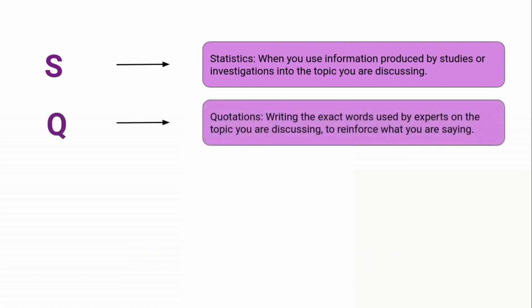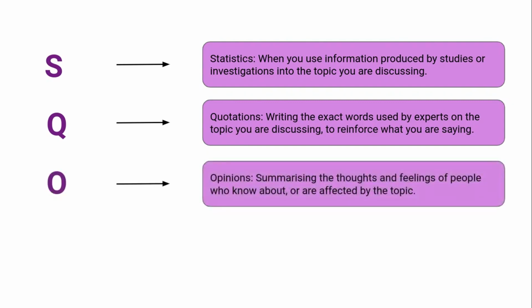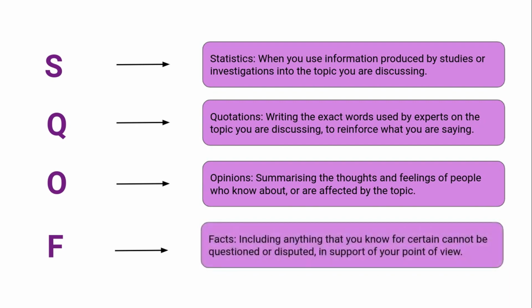Q, this is quotations, writing the exact words used by experts on the topic you are discussing to reinforce what you're saying. O, opinions, summarizing the thoughts and feelings of people who know about or are affected by the topic. And then finally F, facts, including anything you know for certain cannot be questioned or disputed in support of your point of view. Now, this short acronym SQUAF is not the catchiest one.